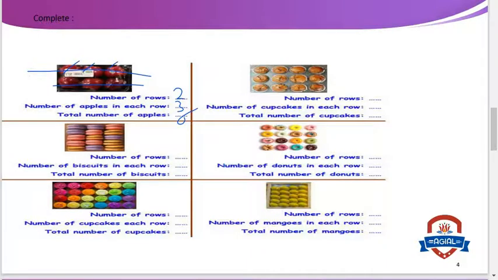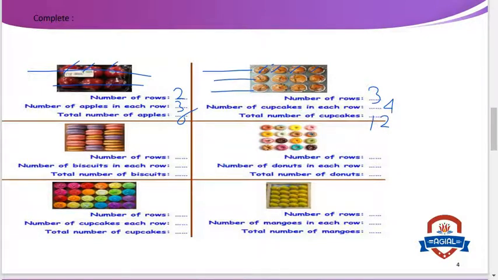Number 2, number of rows. How many rows from the left to the right? Super, 3 rows. So we write in here 3. Number of cupcakes in each row. How many cupcakes in each row? In the first row we have 4 cupcakes. In the second row we have 4 cupcakes, and so on. So we write 4 in each row. Total number of cupcakes. How many total numbers we have? We have 4 in the first row, and 4 in the second row, and 4 in the third row. 4 plus 4 plus 4, super, equal 12 cupcakes.